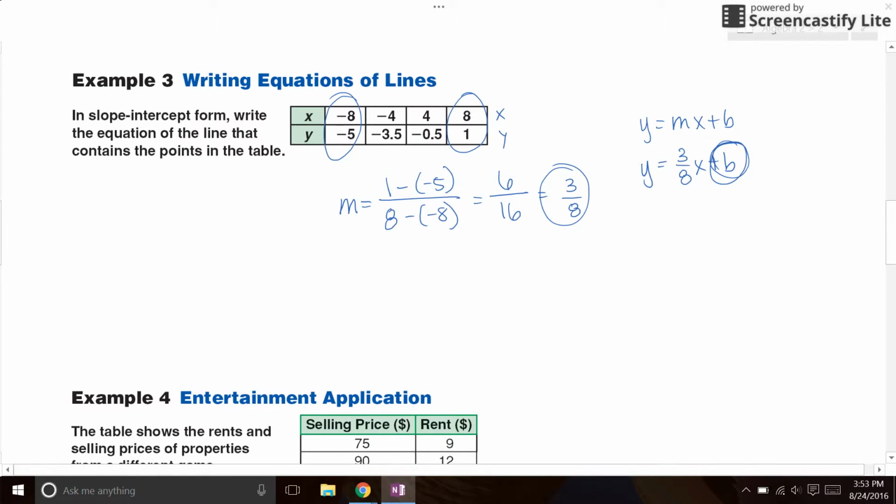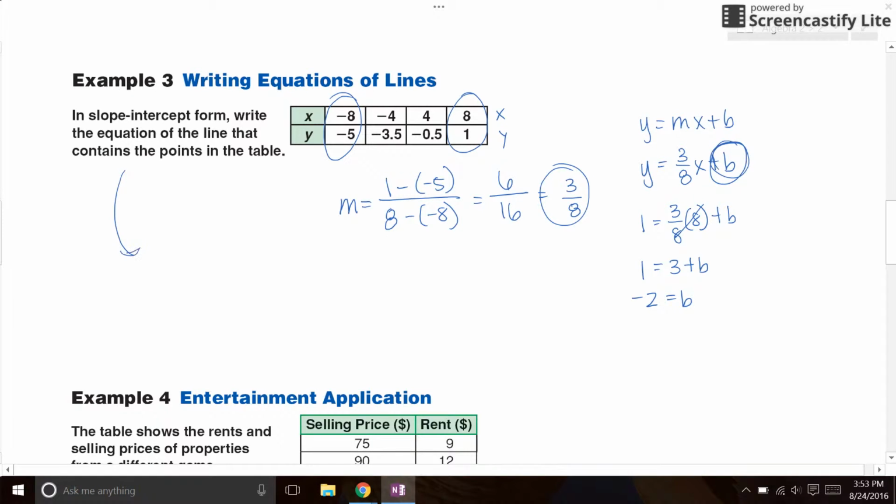So I'll let y be a 1, and I will let x be an 8, and I will solve for b. Oh, that was a really good choice, because look, the 8's cancel. When you divide by 8 and multiply by 8, they will cancel, and I'm left with 1 equals 3 plus b, and now I'll subtract the 3 over, and oh my gosh, I figured out what b is.